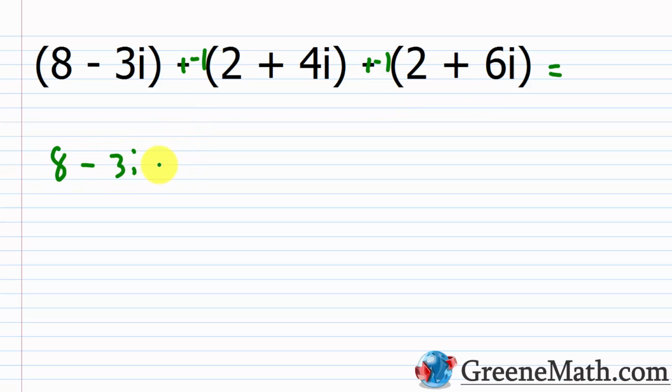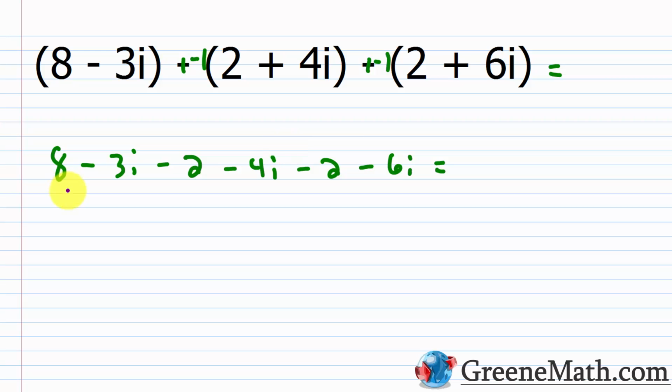Then negative 1 times 2 is minus 2. Negative 1 times 4i is minus 4i. Negative 1 times 2 is minus 2. Negative 1 times 6i is minus 6i. So we can regroup these if you want. At this point, you should understand that you can add the real parts together and the imaginary parts together.